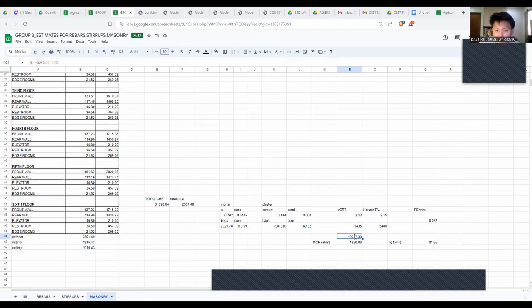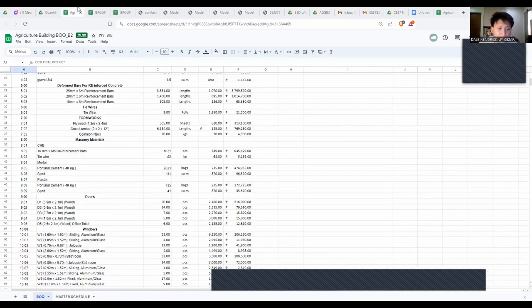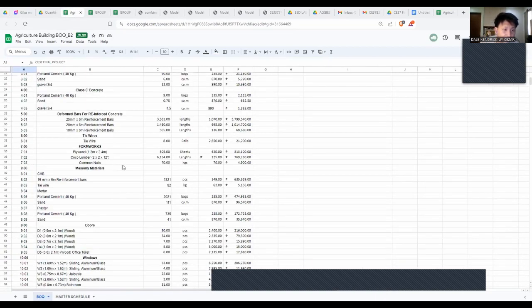Kani ang total in meters, i-divide din siya by 6 para makuha pila ka number of pieces of rebar, 6 meter, 16 rebars. Tapos for the tie wire, i-multiply mo na ako siya sa 0.032 para makuha na to ang 81.65 kilograms of tie wire. So, balik din pa sa ato atong POQ.